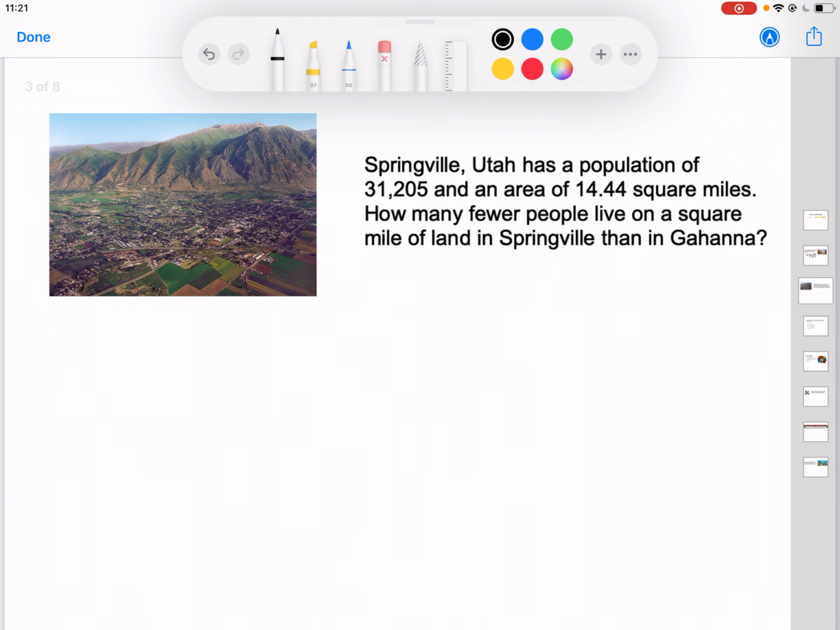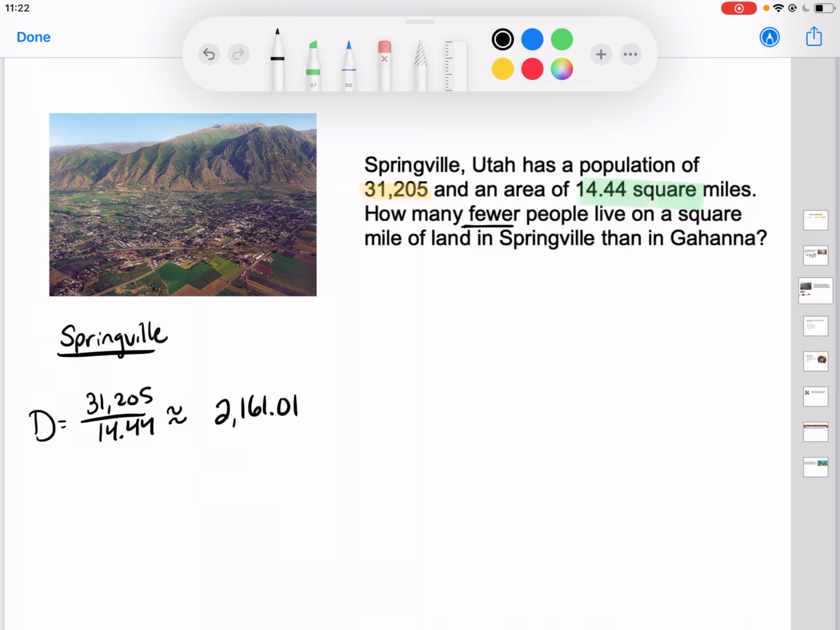All right, so Springville, Utah, we're doing a comparison now. Springville, Utah has a population of 31,205 people, and they live on 14.44 square miles. We want to know how many fewer people live on a square mile in Springville. So let's find the density for Springville, the same way. We'll just divide those, the number of people divided by the square miles, and you get 2,161.01 people per square mile.